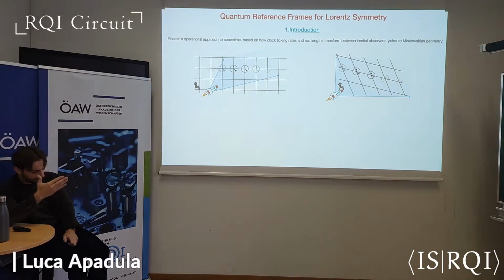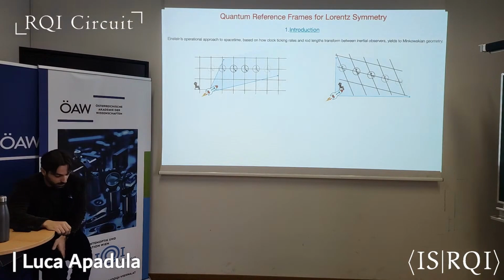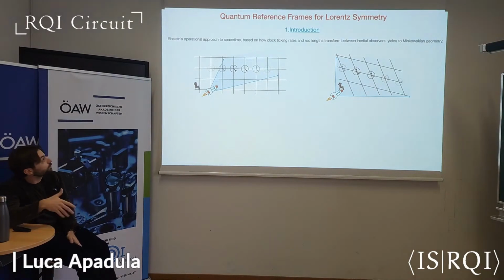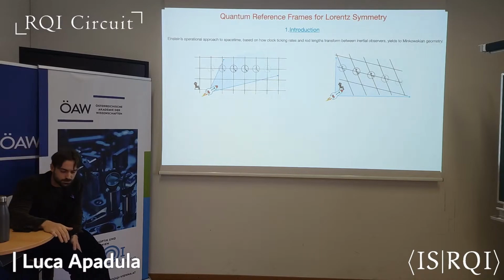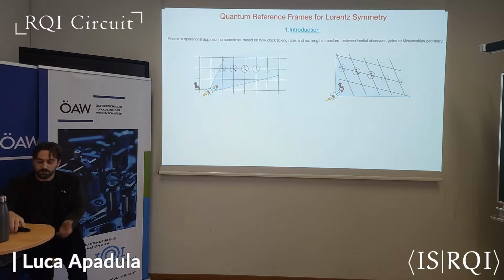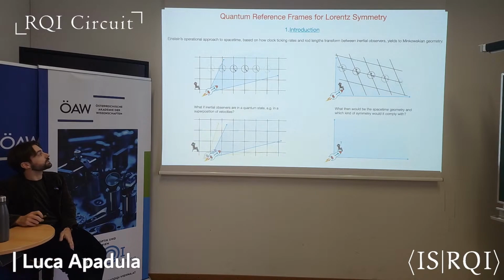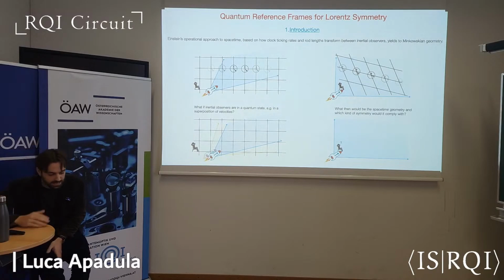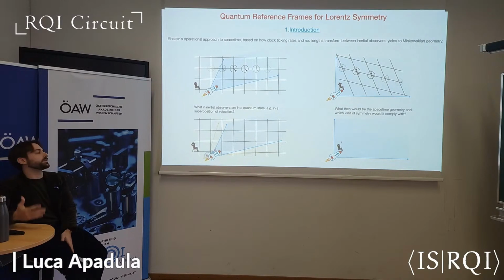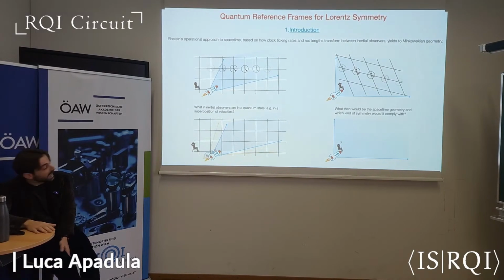So you can consider special relativity as the framework stemming from the Einstein operational approach to space-time, which is based on clock ticking rates and Lorentz transforms between inertial observers, right? So the first question one could ask is, what happens if we extend the quantum domain to inertial observers? For example, what happens if I consider a Lorentz observer in a superposition of velocities, so how would this observer then perceive the physical world?